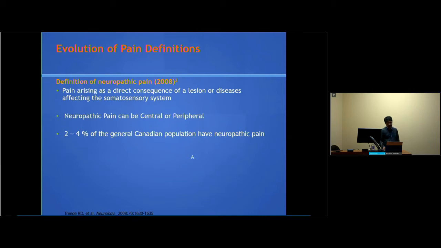In Canada, 2 to 4% of our population suffers from neuropathic pain, and one could argue that a lot of those patients could benefit from evaluation with an EMG in arriving at the diagnosis.